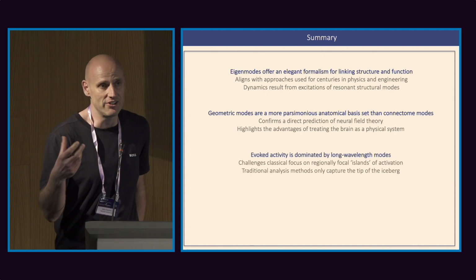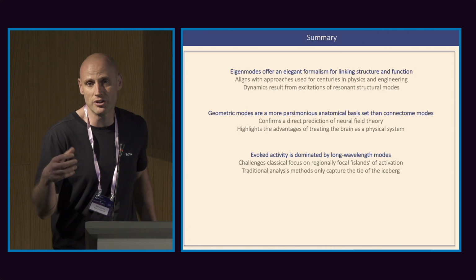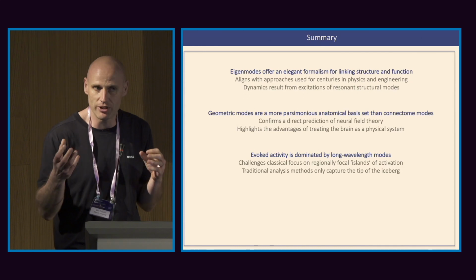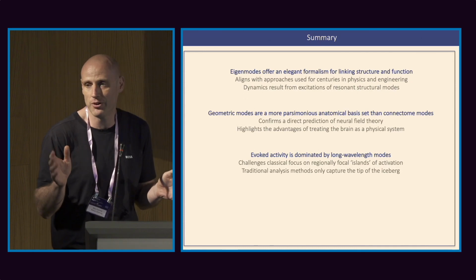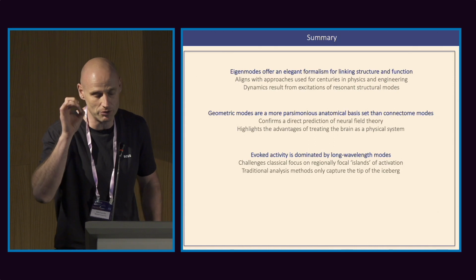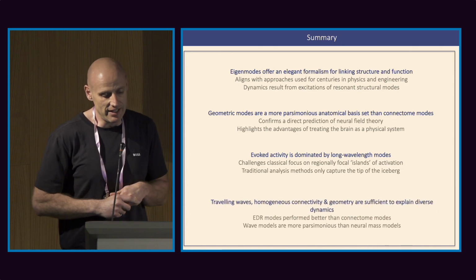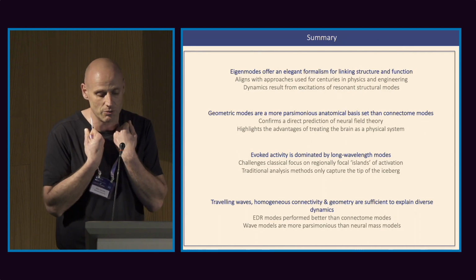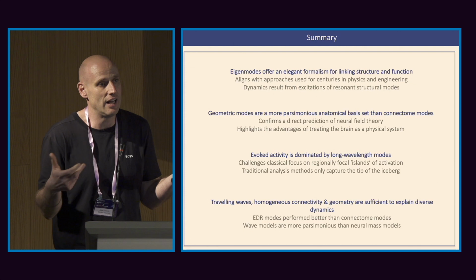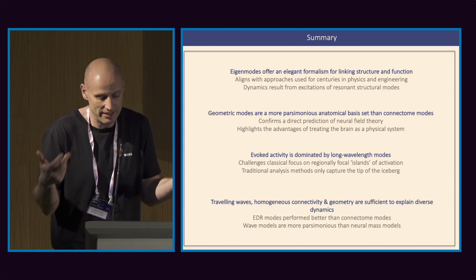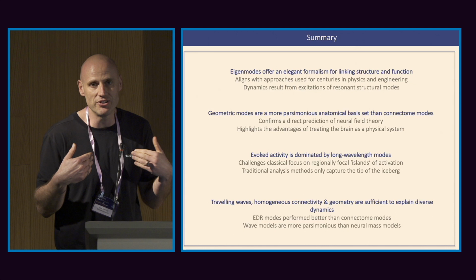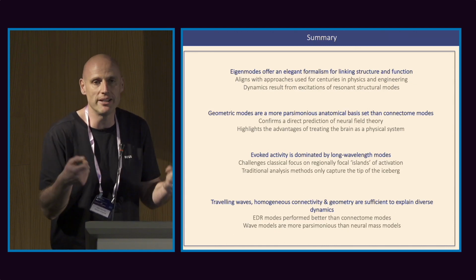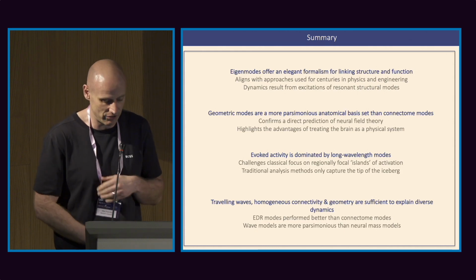This kind of framework suggests that different types of stimuli evoke brain-wide responses of long wavelength modes, and so it really tells us that maybe we're throwing the baby out with the bathwater in a way by just focusing on these really focal areas of activation. And the modelling suggests that travelling waves, homogeneous connectivity and geometry are sufficient to explain quite a diverse range of apparently complex dynamical patterns. And so in a way it represents a bit of a baseline that we can then use to start testing hypotheses about what more complex aspects of connectivity contribute to brain function.